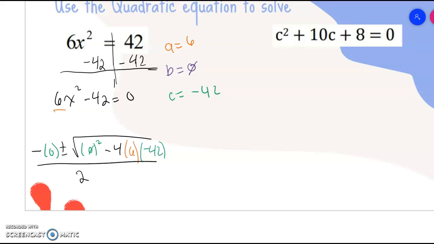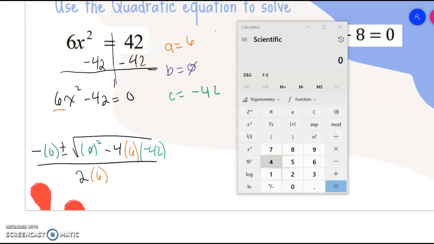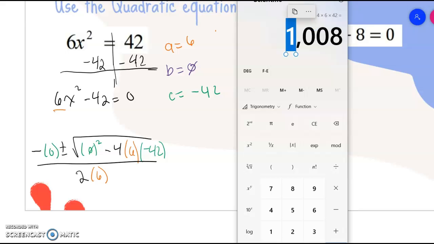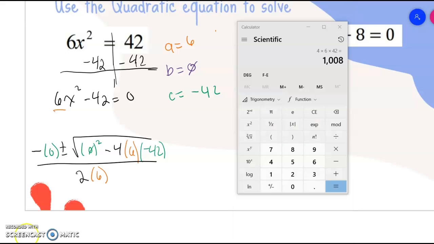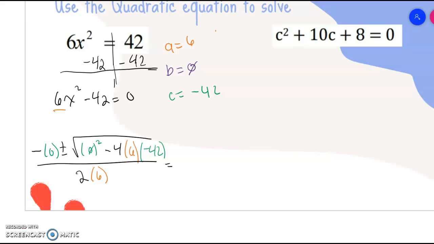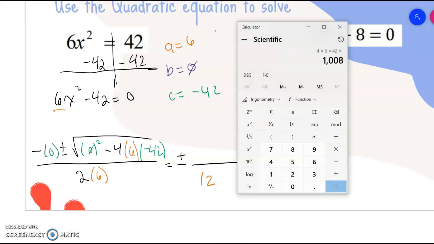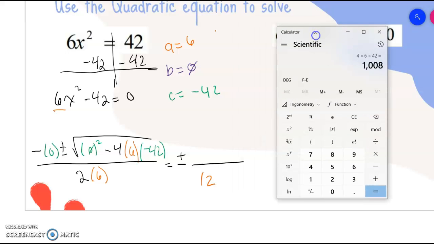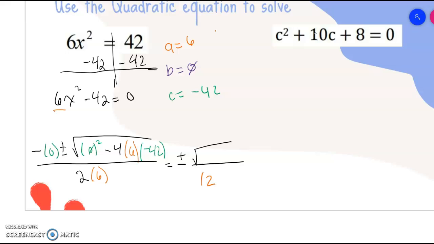all over 2a. Okay, I'm going to get out my trusty calculator because guess what? That's what you can do. I'm going to multiply all of my numbers together. And I'm going to get 1,008. So since these zeros are here, all you're going to do is bring the plus minus over. 6 times 2 is 12. Alright. And I have a negative and a positive and a negative. Negative times a negative is a positive. Positive times positive is positive. So now I have positive 1,008.